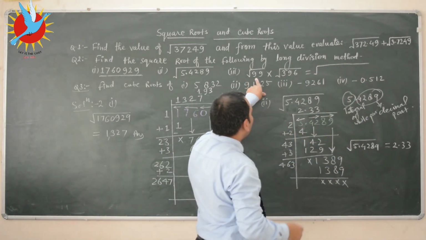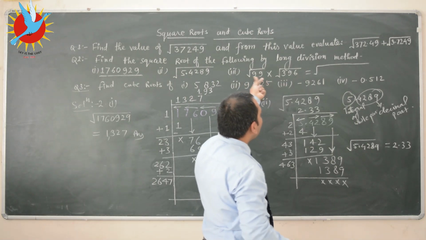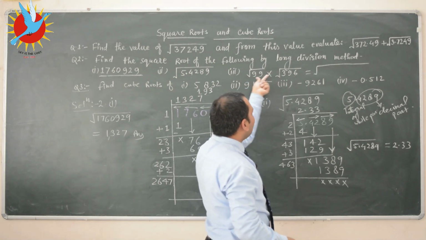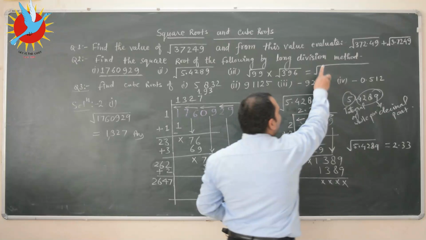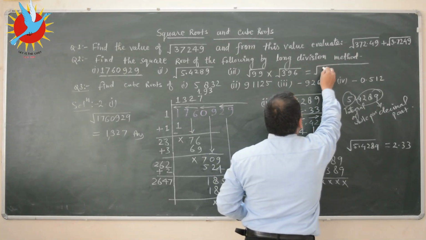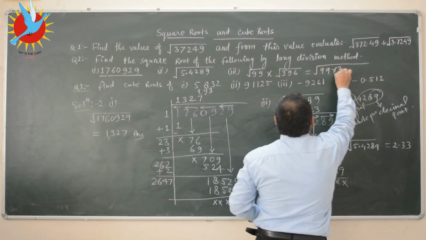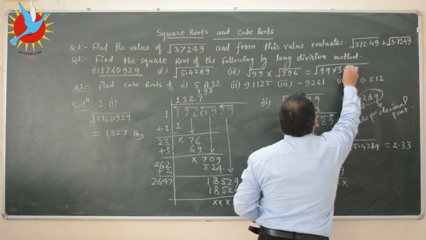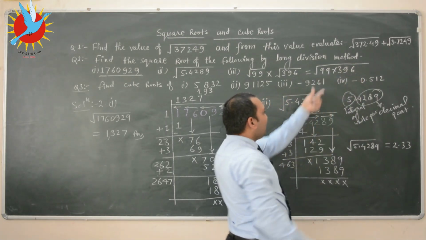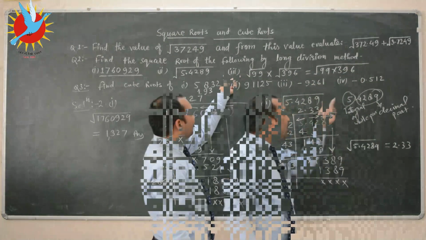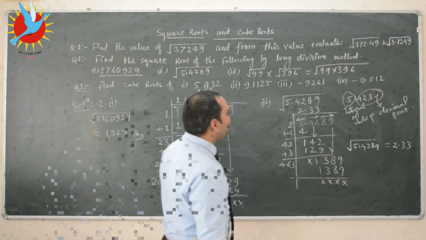This is under root a into under root b, then we multiply under the same square root. So here 99 into 396, and then by the prime factorization method, you solve this question yourself.